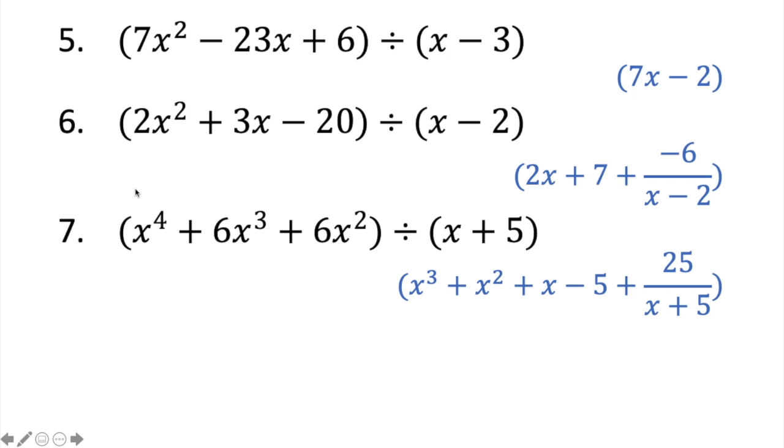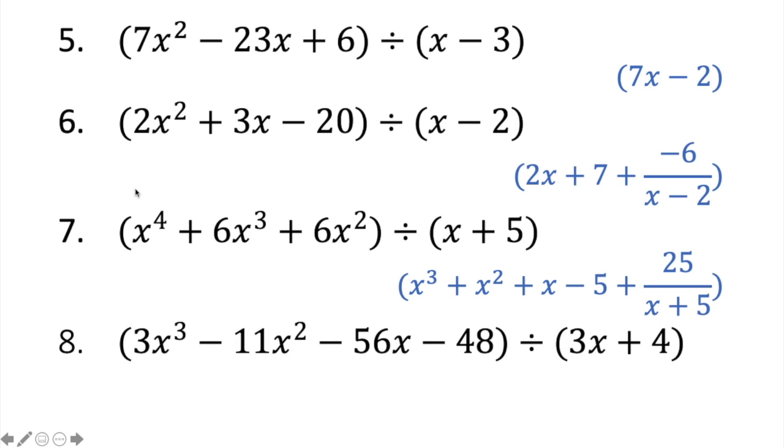Last question. 3x cubed minus 11x squared minus 56x minus 48 divided by 3x plus 4. The solution is x squared minus 5x minus 12 with no remainder.